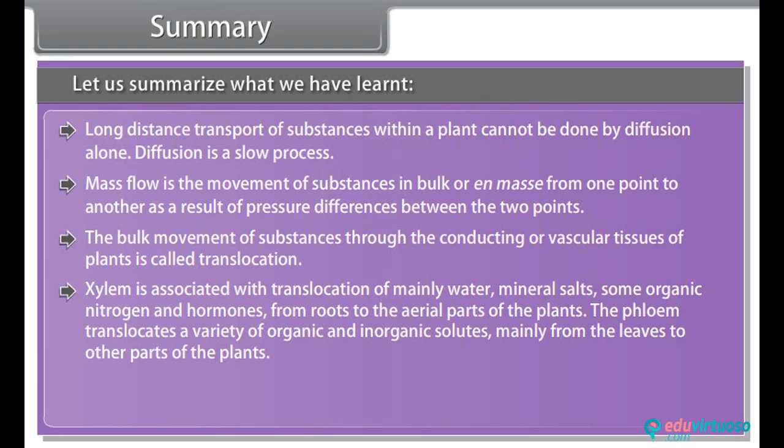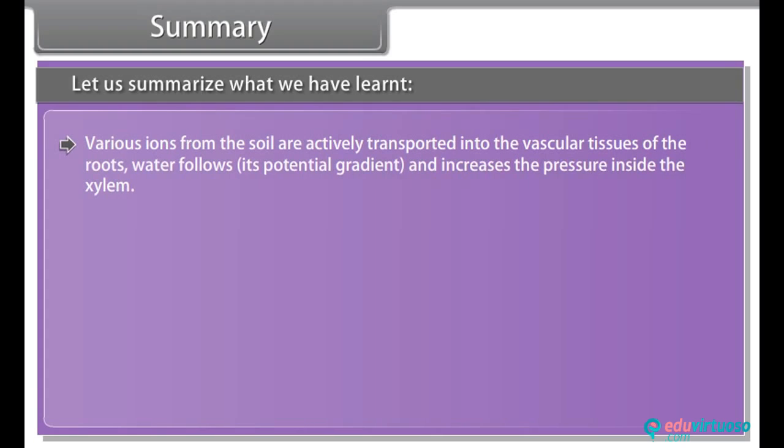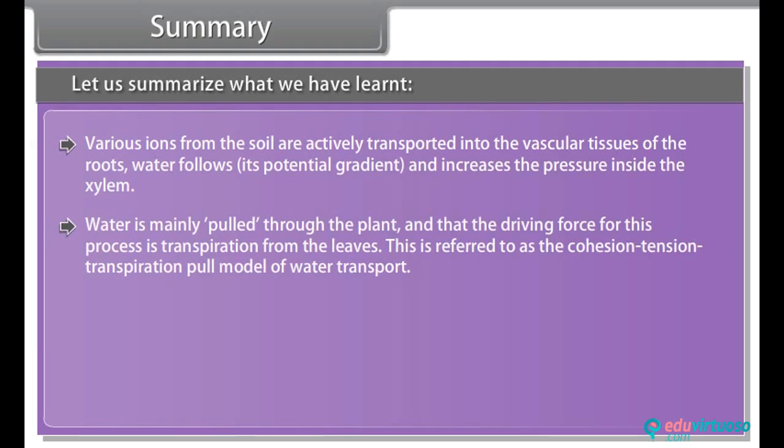Once water is absorbed by the root hairs, it can move deeper into root layers by two distinct pathways, the apoplast pathway and the symplast pathway. Various ions from the soil are actively transported into the vascular tissues of the roots. Water follows its potential gradient and increases the pressure inside the xylem. Water is mainly pulled through the plant, and the driving force for this process is transpiration from the leaves. This is referred to as the cohesion, tension, transpiration pull model of water transport.